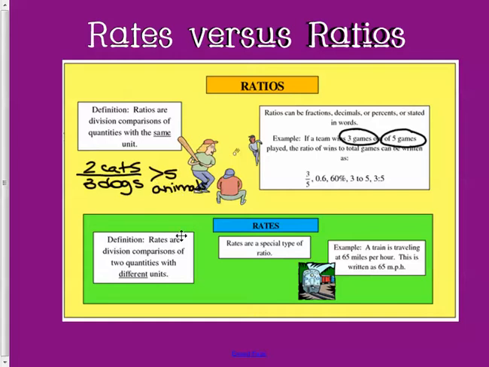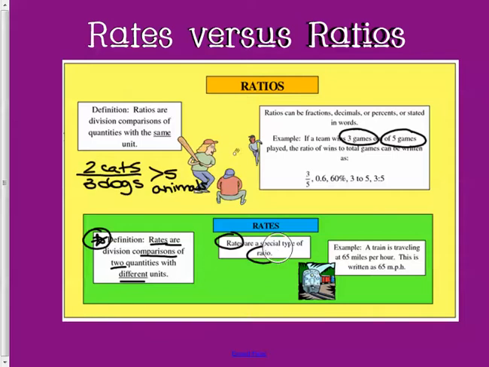Now, rates, on the other hand, are a special type of ratio. So a rate is a ratio. They are a division comparison of 2 quantities with different units. So in your notebook right now, I want this right here. Rates are a comparison of 2 different units. Okay, so rates are a comparison of 2 different units, or you can write the whole definition.